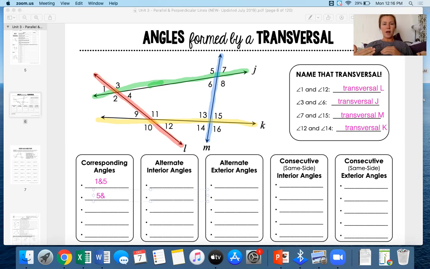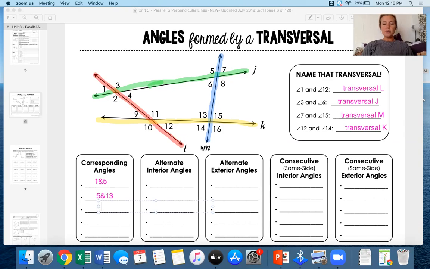Angle 5 is corresponding with, wait, okay, hang on. Somebody else, you just gave me another example, which is totally fine. I know you're getting it, but you're probably not understanding my directions. If I say angle 5 on the blue transversal, you would say 13 because that's the one that's corresponding to it. But somebody told me 7 and 15, those are also corresponding angles on the blue transversal. I'm just giving you the first half, that way you know which one I'm talking about.